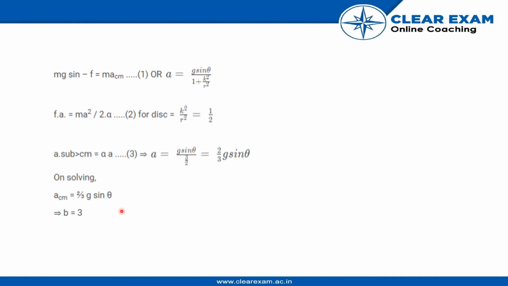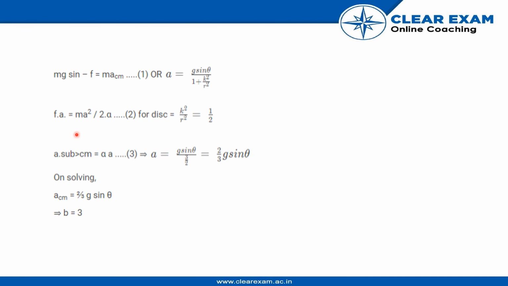We know that the forces along the incline should be equal, so mg sine theta minus f should be equal to m a center of mass, or I alpha. So a is g sine theta upon 1 plus k square by r square, correct? And we know that I is m a square by 2 for the disk, so k square by r square is 1 by 2.